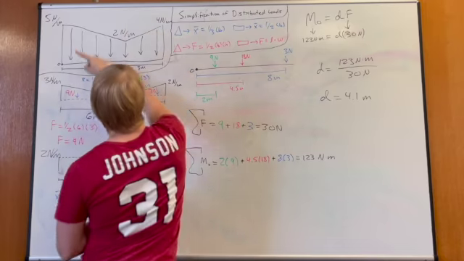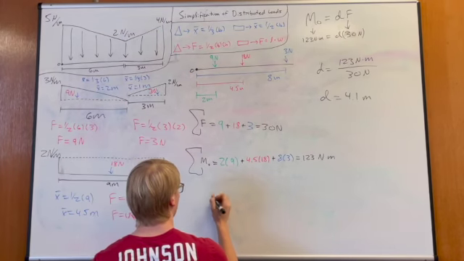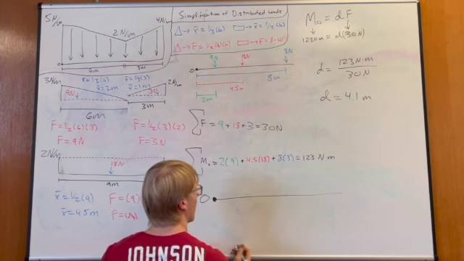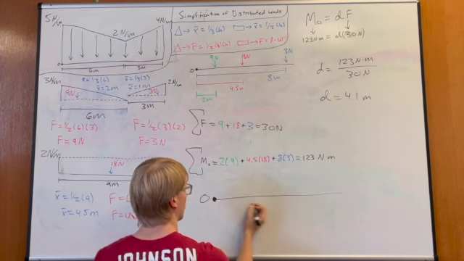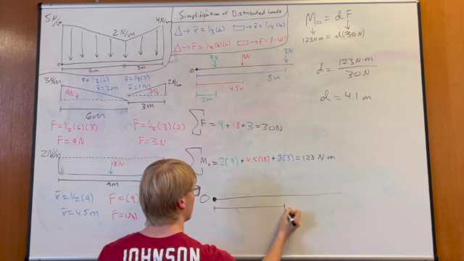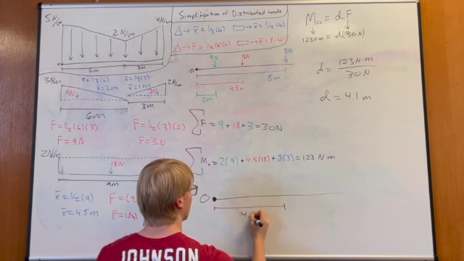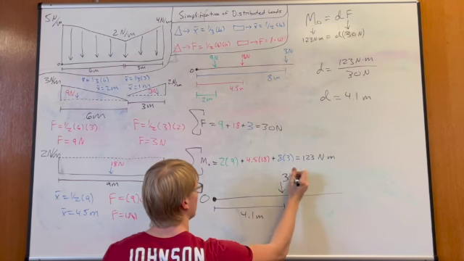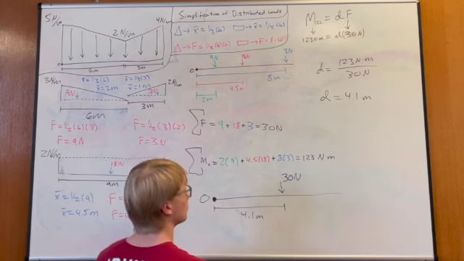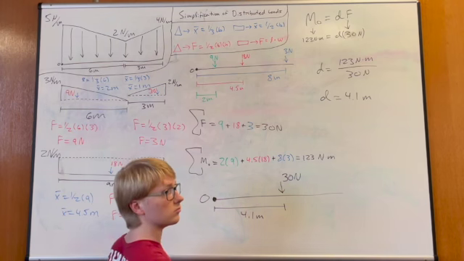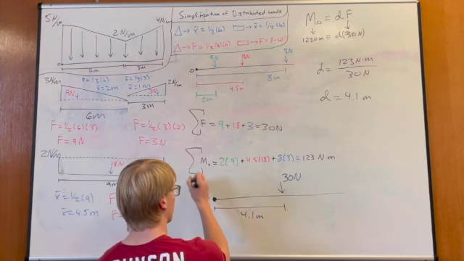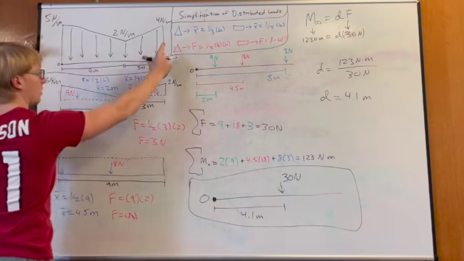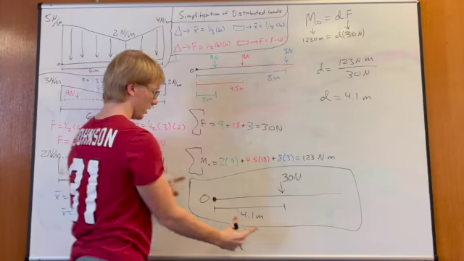So all of that right there is equivalent to a beam. Looks like that, right? That's 4.1 meters from O and has a force of 30 newtons. That's our answer, right there. This picture right here can be simplified into that right there.